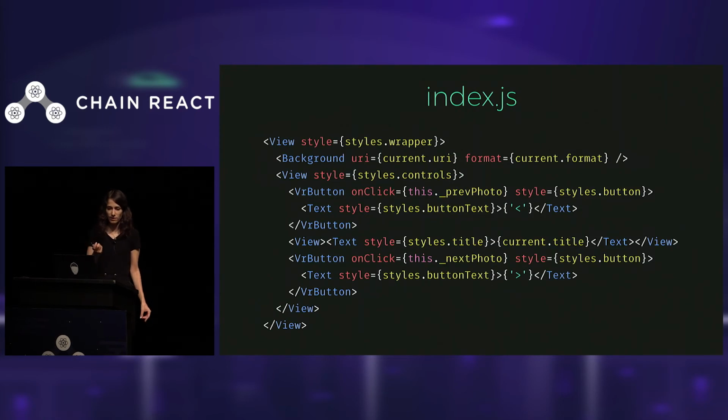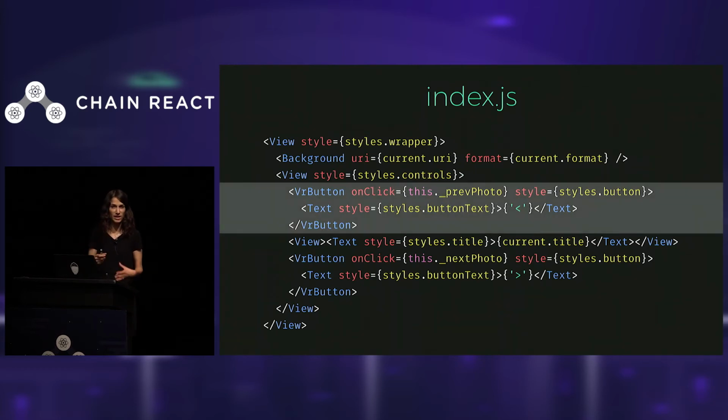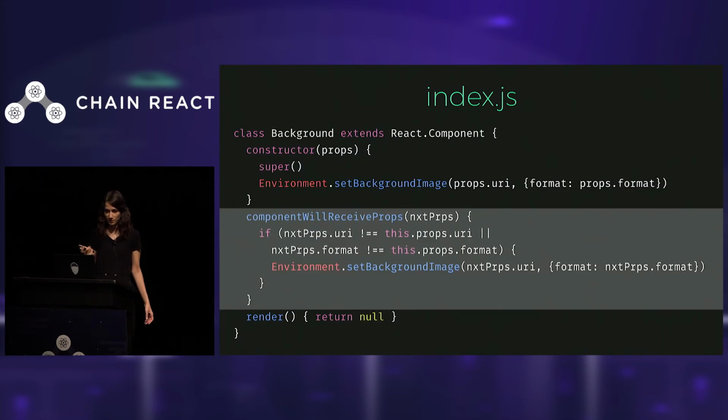And the JSX code within the index.js would look like this. As you can see, we are using two more components, a VR button and a custom background component. A VR button is like a div, I guess, a non-visible container or wrapper element that detects all clicks and click type behavior of various input devices. To give it an appearance here, we add styling and a nested text component. And the background component is this custom class that listens to prop changes and then sets the environment background image.